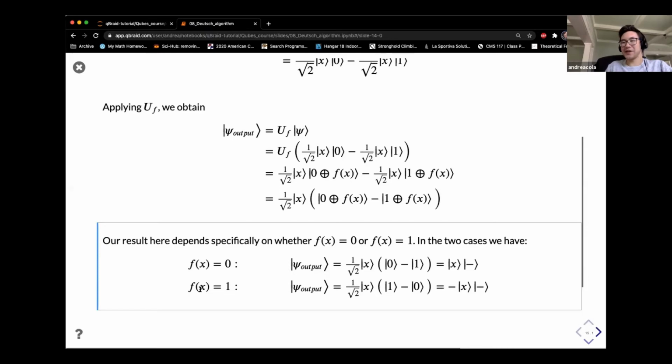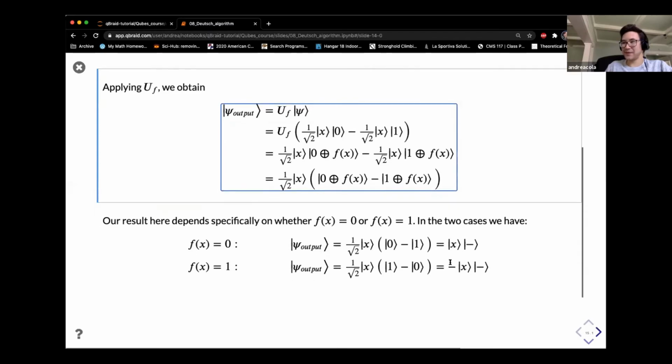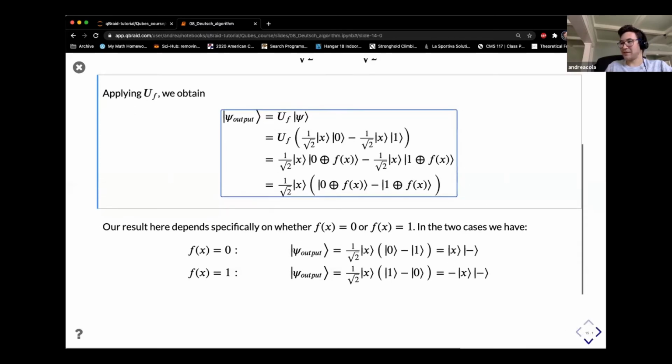But if f of x is equal to 1 instead, we will have 1 over square root 2x, and then the first term here will be a 1, and the second term will become a 0. So it will be 1 minus 0. So the only difference between the two expressions, in the cases f of x is equal to 0 or 1, is a minus sign. Okay?